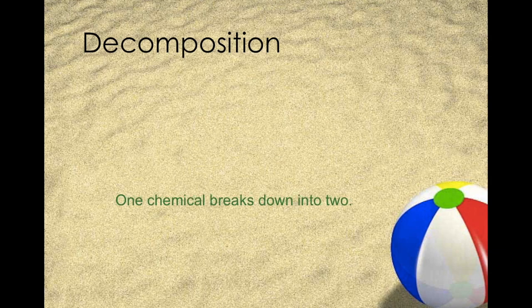And we also have decomposition reactions, which are essentially the opposite. This is when one chemical breaks down into two substances. So, for example, if we have water broken down into hydrogen gas and oxygen gas, we start with one and end up with two. This is a decomposition reaction.